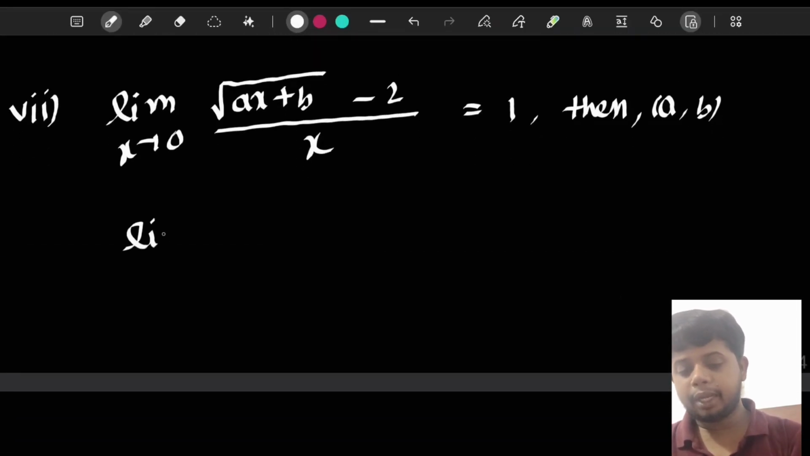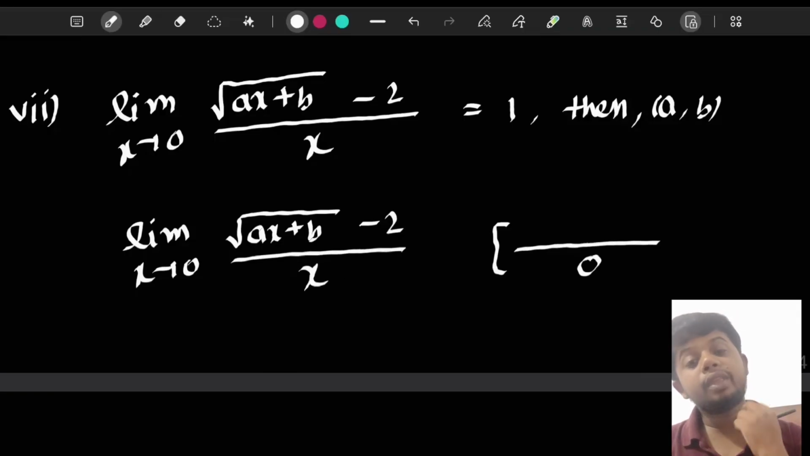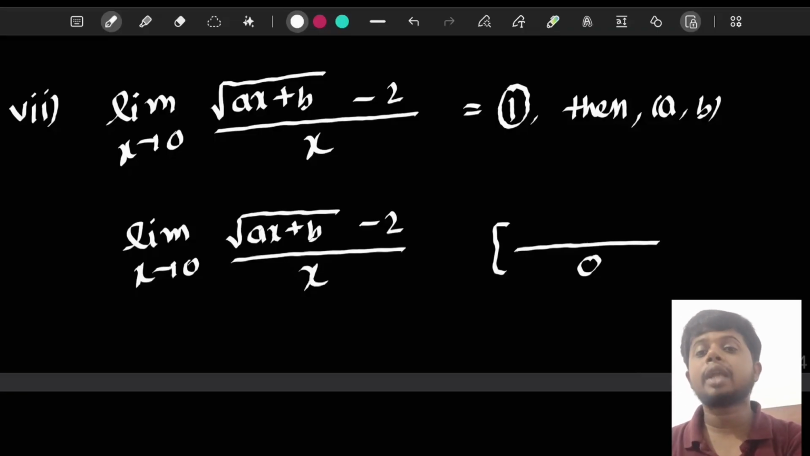So if I see that limit x tending to 0 under root of ax plus b minus 2 by x, in the denominator you are getting 0. That means if the limit should exist, because they are telling the answer is 1, that is limit exists, that means the numerator should also become 0. Then only we are getting 0 by 0, then we can do the rationalization and then we can find the value of a and b.